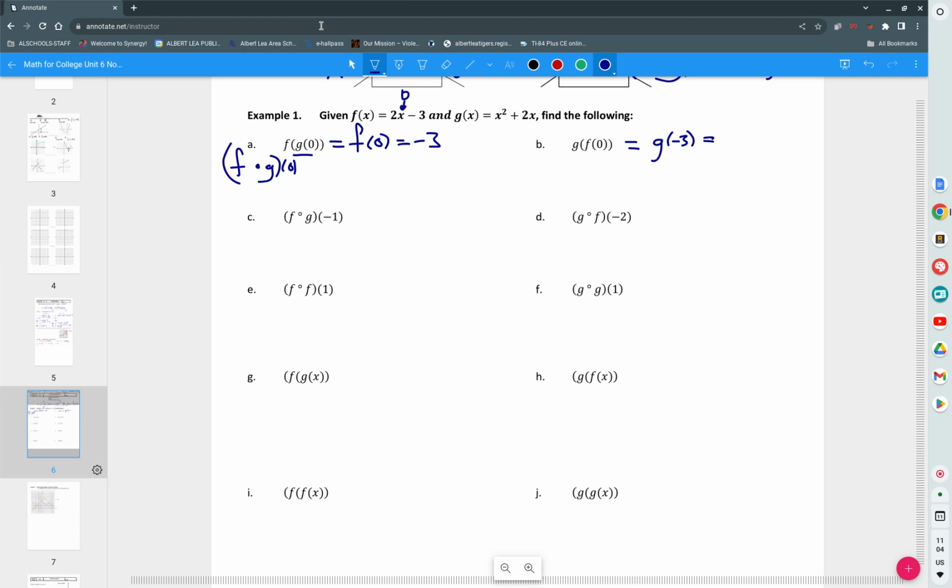Now, where do I plug in the negative 3? I plug it in for g, and I have negative 3 squared plus 2 times negative 3. Negative 3 squared? 9. Plus 6 or minus 6? Which is 3. So is the final answer 3? Yep.